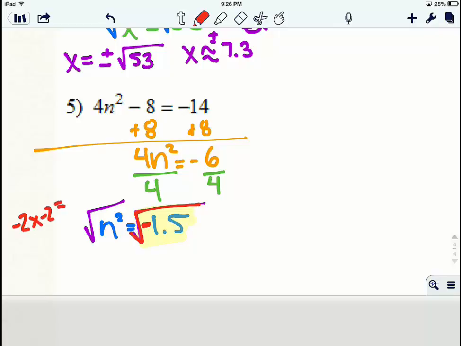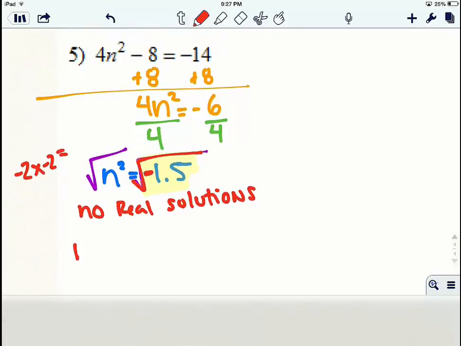So it's actually imaginary. So you can say no real solutions, or you could say n equals i times the square root of 1.5. Okay, the negative becomes an i. You're telling people this is just a fancy i, that it's an imaginary number. Now, you would have to be really careful on MyMathLab because it won't let you have a decimal under the radical. This is actually kind of weird. You would leave it as a fraction. So i times the square root of 6 over 4.